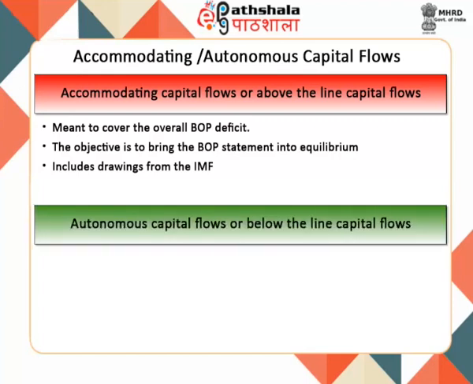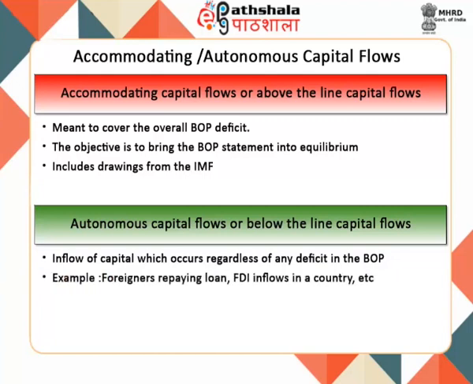Autonomous capital flows, or the below the line capital flows, is the inflow of capital which occurs regardless of any deficit in the BOP. Example: foreigners repaying the loan, FDI inflows in the country, etc.